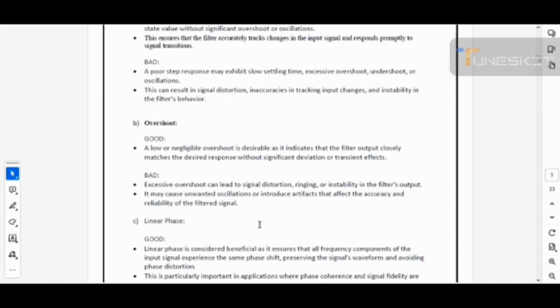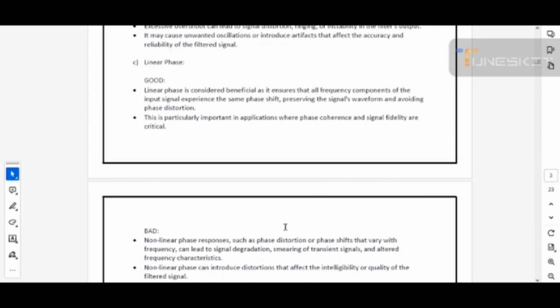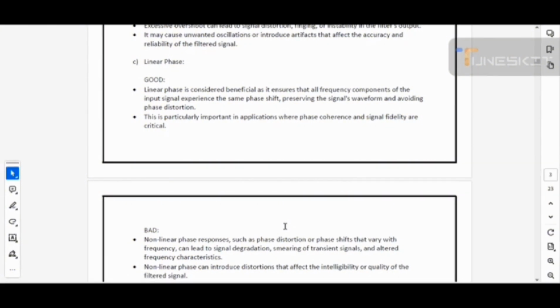Next one is linear phase. We are going to discuss its good and bad impact also. The first one, a linear phase, is considered beneficial as it ensures that all the frequency components of the input signal experience the same phase shift, and they preserve the signal waveform and avoid phase distortion. This is particularly important in applications where phase coherence and signal fidelity are critical.